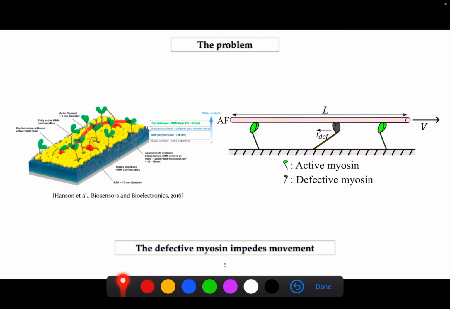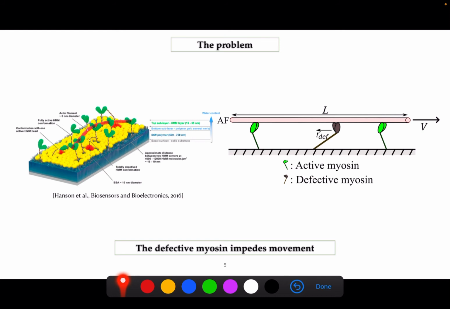The problem is that when myosin motors are adhering onto the surface of the substrate, they become denatured due to mutation or unfavorable binding on the surface of the substrate. I shall call such denatured myosins a defective myosin or a defective motor, and a normal working myosin an active myosin or an active motor.